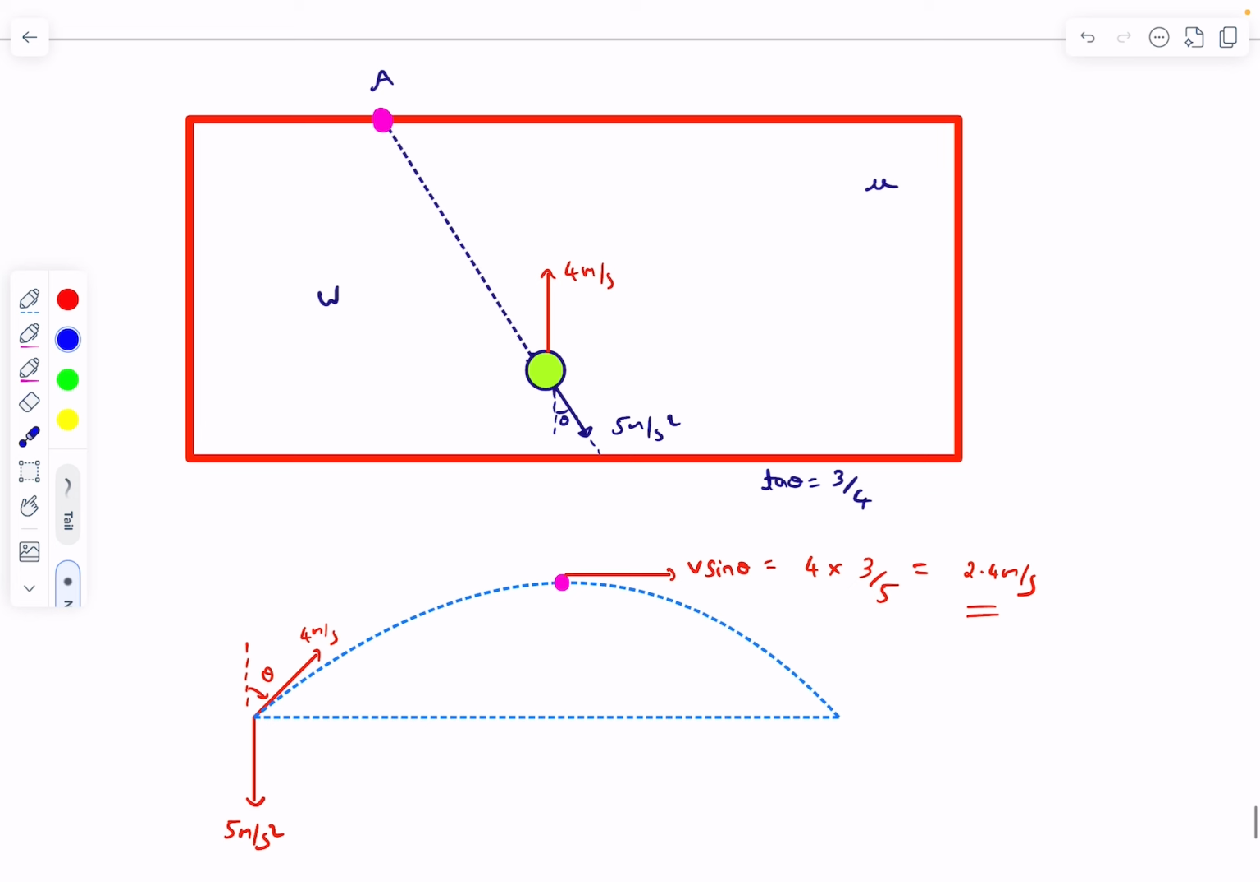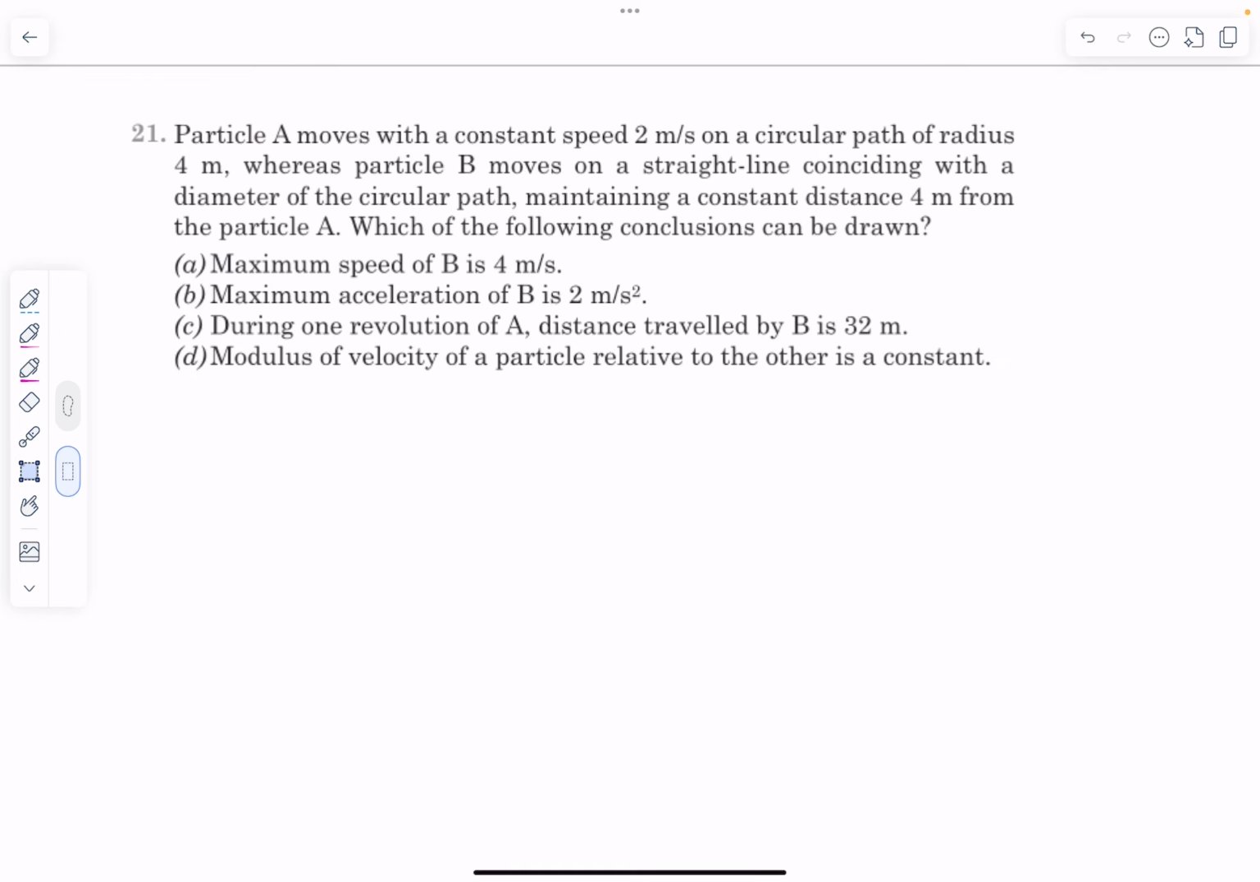So now let's move to the last question. The last question is from Kinematics, and this is question 21 from MCQ. In the question, we have a particle that is moving with a constant speed on a circular path of radius 4 meters. So particle A's motion is pretty simple. Particle B moves on a straight line coinciding with the diameter of the circular path, maintaining a constant distance of 4 meters from the particle.